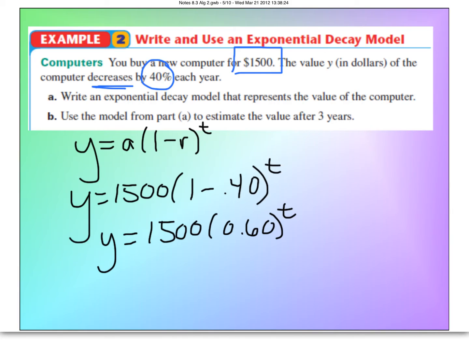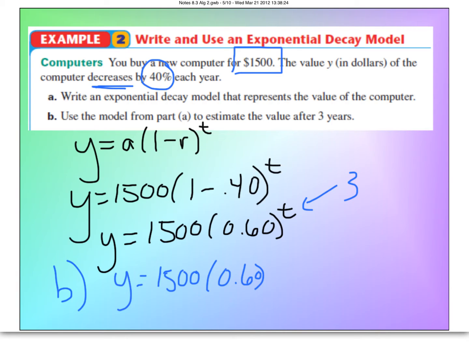They want us to use the model to predict the value of the computer after 3 years. So I'm just going to put a 3 in for t and simplify with a calculator and see what we get. Again, if you put this in the calculator just as you see it, it will do PEMDAS correctly. It will do the exponents first and then multiply. This computer will be worth $324.